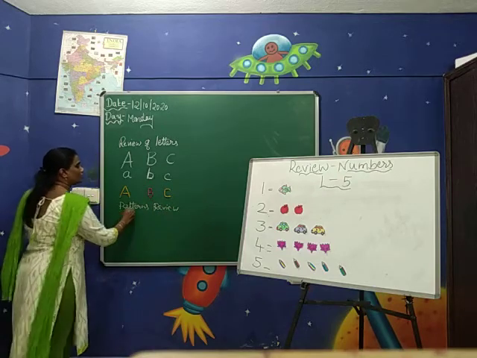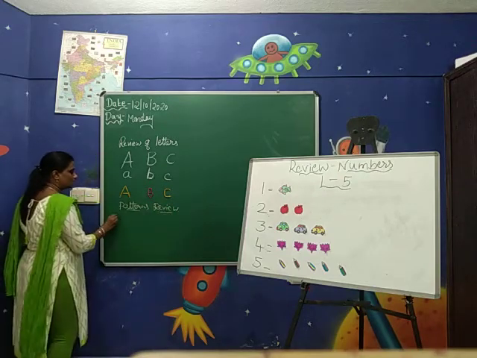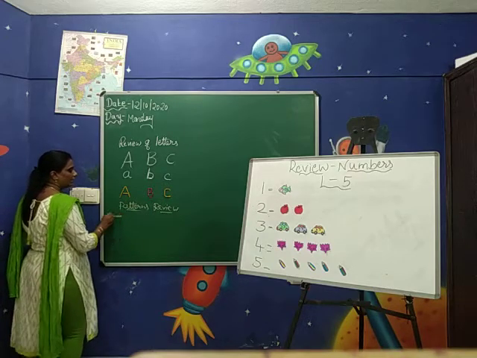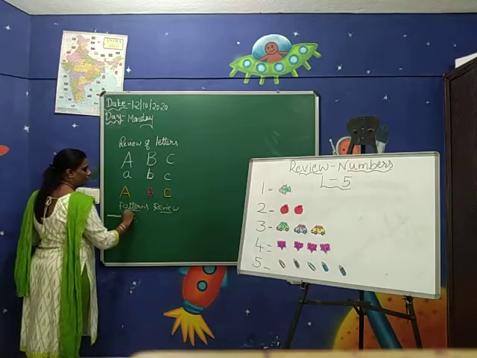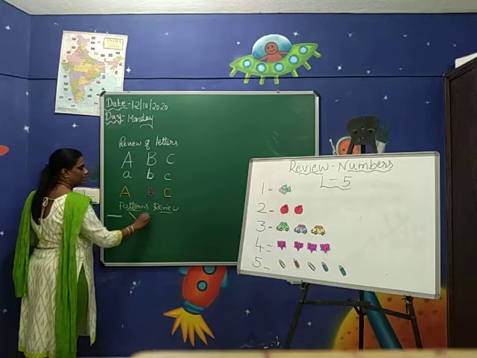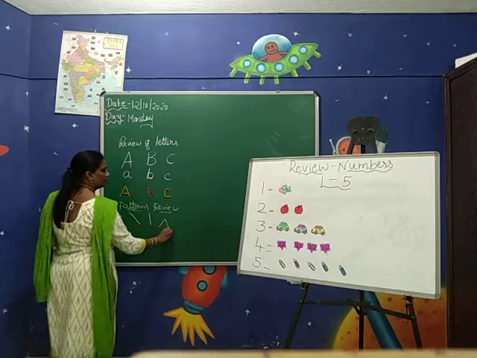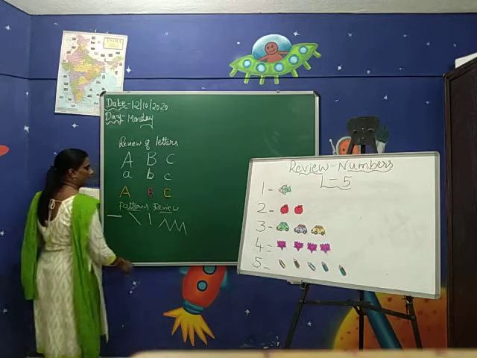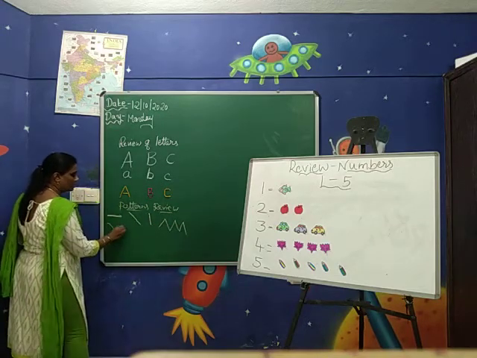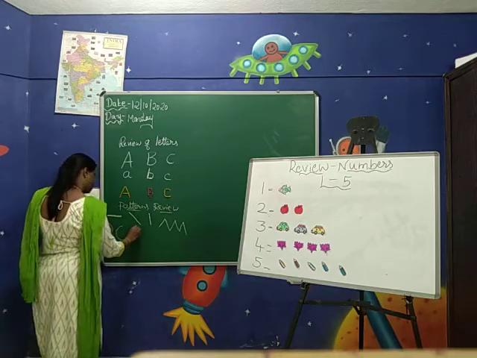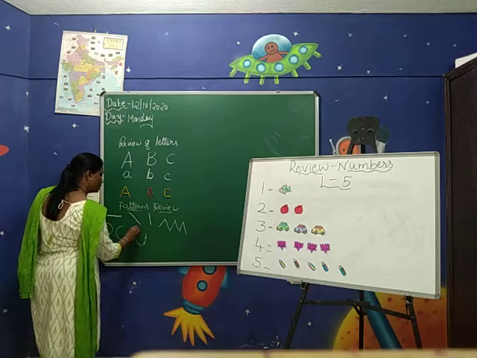What are the patterns we have revised? First is the sleeping line. Yes, this is the sleeping line. Then slant line. Then standing line. Next zigzag line. Then curve line. Yes, then U curve.